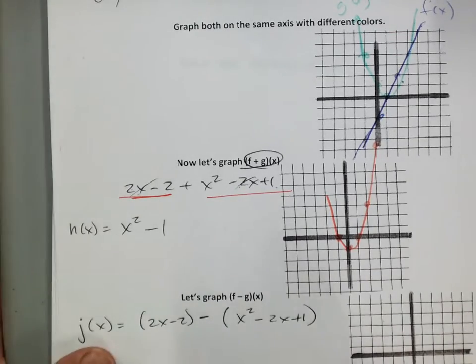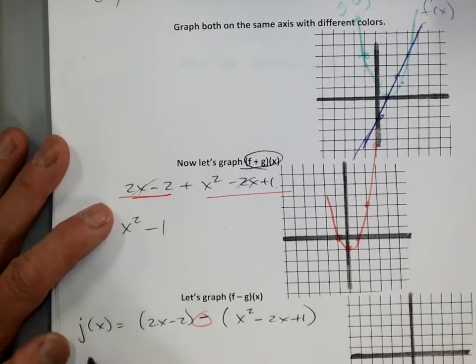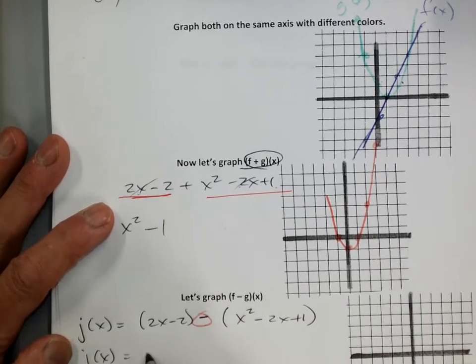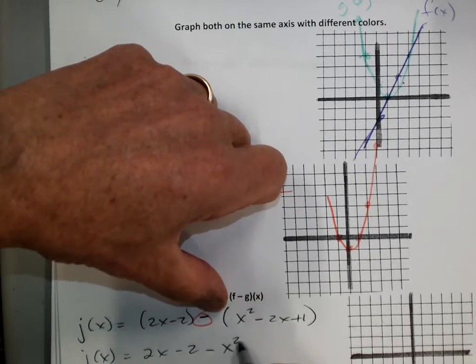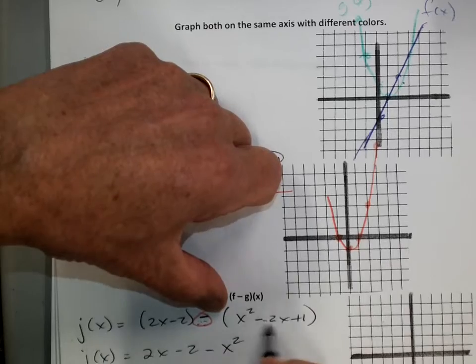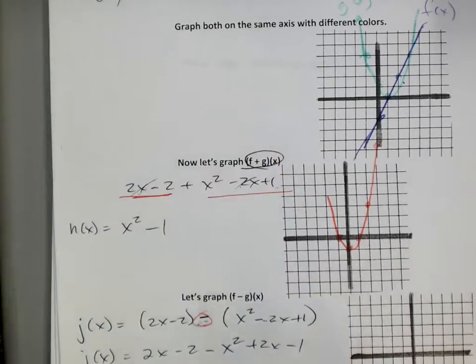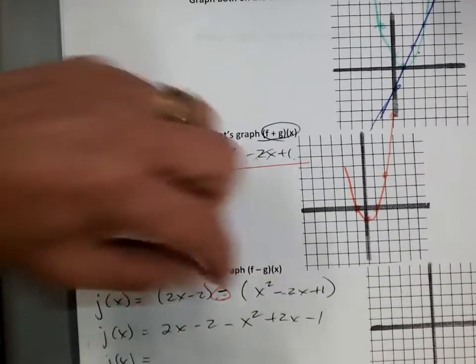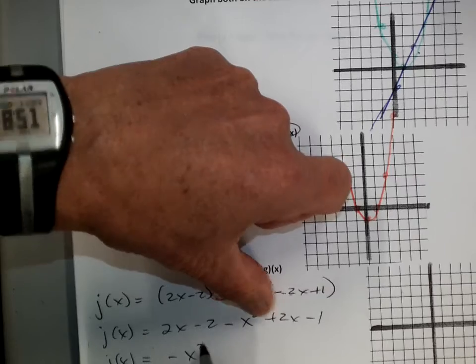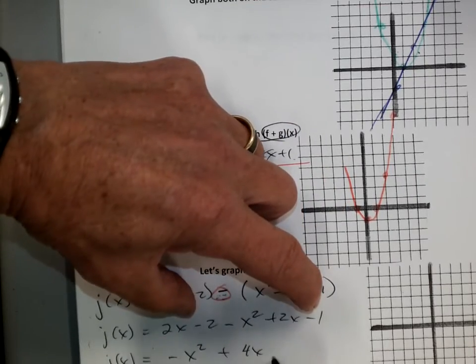So if I do that, to simplify this, I'm going to bring this negative through. So I'm going to have j of x is equal to 2x minus 2. Bring the negative through, so I get a minus x squared. Bring the negative through, negative makes a positive 2x. Bring the negative through, makes a negative 1. Okay, so let's simplify what I have. j of x is going to equal negative x squared plus 4x minus 3.